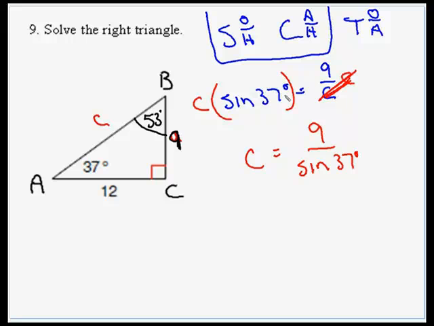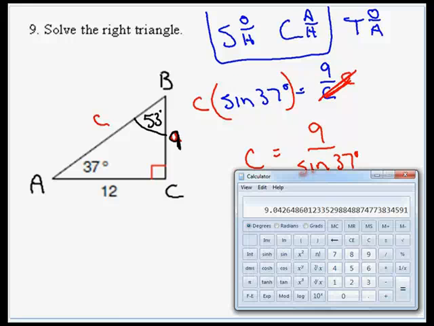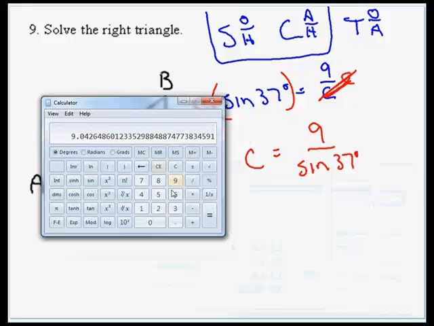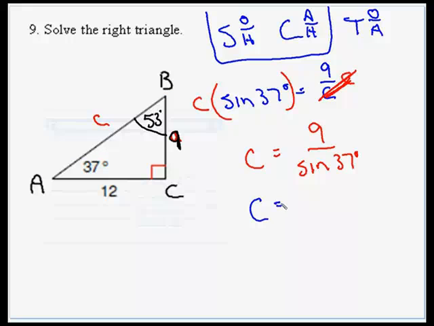We're back to the original problem. We could just switch the c and the sine of 37. So off to the calculator. We want to do 9 divided by sine of 37, and that equals 14.95. If we're rounding that off to the tenths place, we'll round that up, and that'll just be a nice even 15. So c is approximately 15.